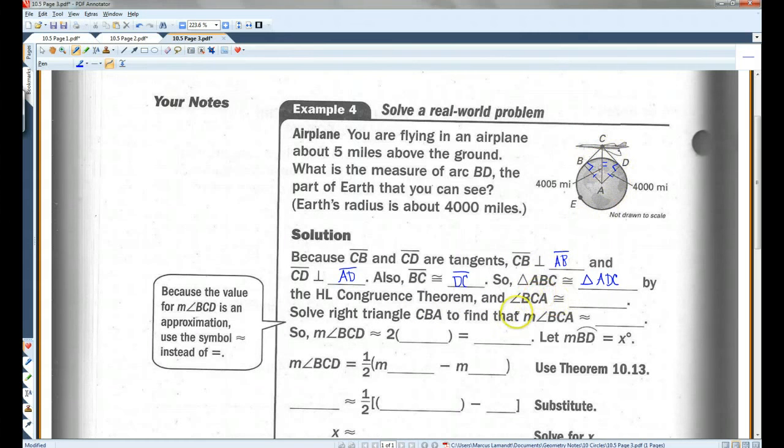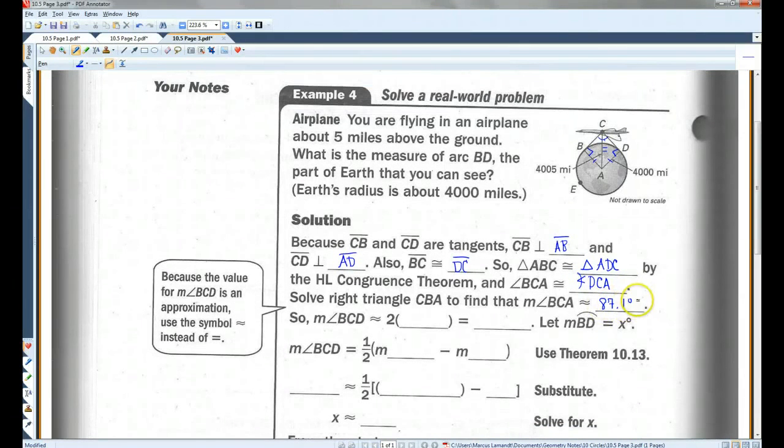Alright, so because these two triangles are congruent, angle BCA, that's this angle, is congruent to angle DCA. Okay, solve right triangle CBA to find that the measure of angle BCA is about 87.1 degrees. What they're doing here, they actually use some trig functions to find this. I'm not going to have you guys worry about this. I'll just give this to you. Just know that this angle equals this. Okay, so the measure of angle BCD equals twice 87.1, which is about 174.2.